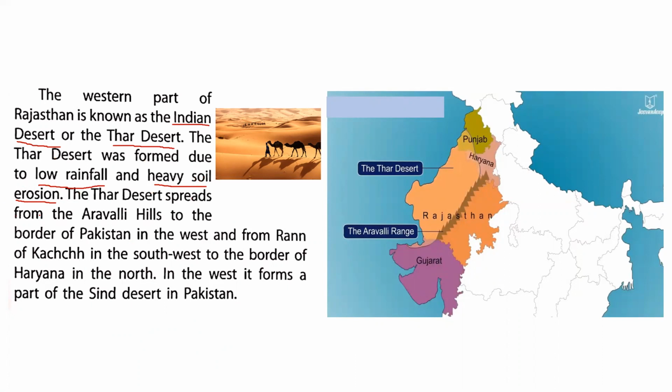The Thar Desert spreads from the Aravalli Hills to the border of Pakistan in the west. Got it, children? And from Rann of Kutch in the southwest to the border of Haryana in the north, as well as Punjab over here, children. In the west, it forms a part of the Sindh Desert in Pakistan. Yes, you have the Sindh Desert over here. Sindh Desert lies in Pakistan, children.